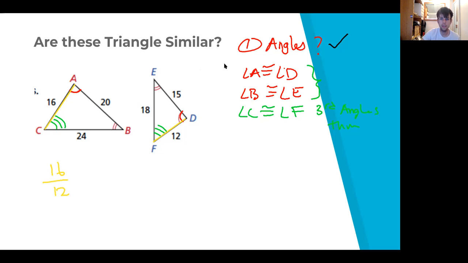The next way to do this would be to look at the angles. And what I mean by that is the angles that the side is in between. So for instance, this side 24 is in between a double marked and a triple marked angle. So that's going to go with this one right here because it is in between a double mark and a triple mark.